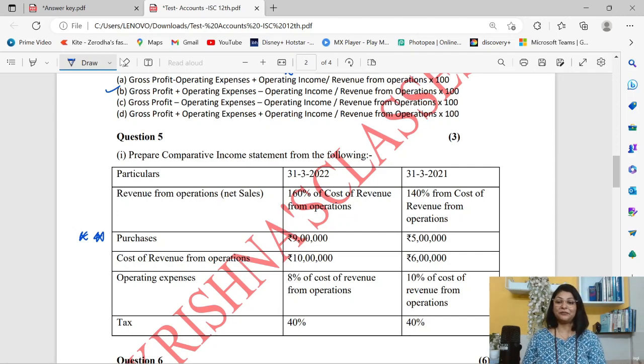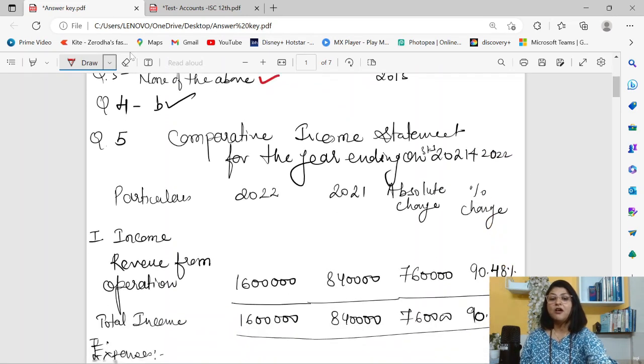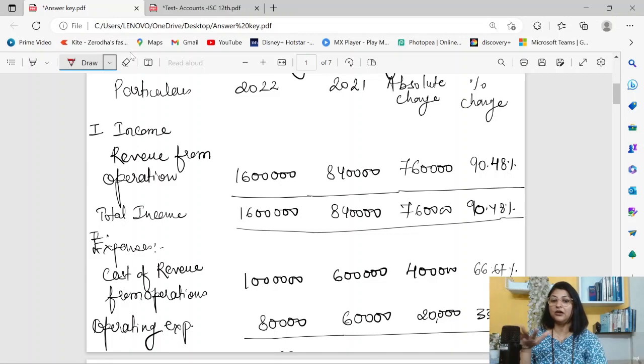We don't have to take purchase into consideration. And operating expenses, yes, definitely we'll see. So when we talk about this comparative analysis, actually comparative analysis is the analysis of horizontal analysis. Okay, so here we take absolute change and then we'll take percentage change also.